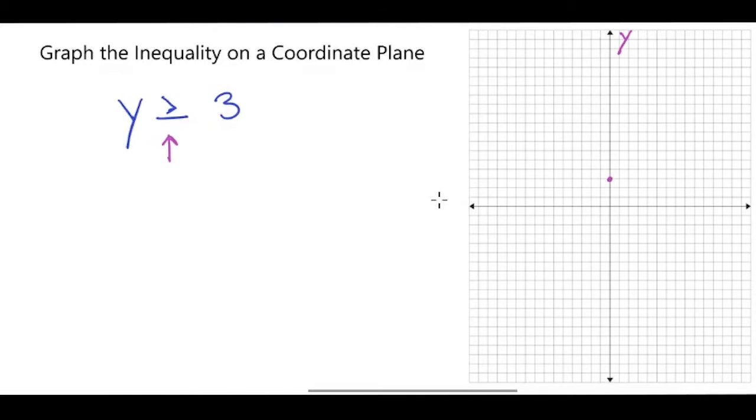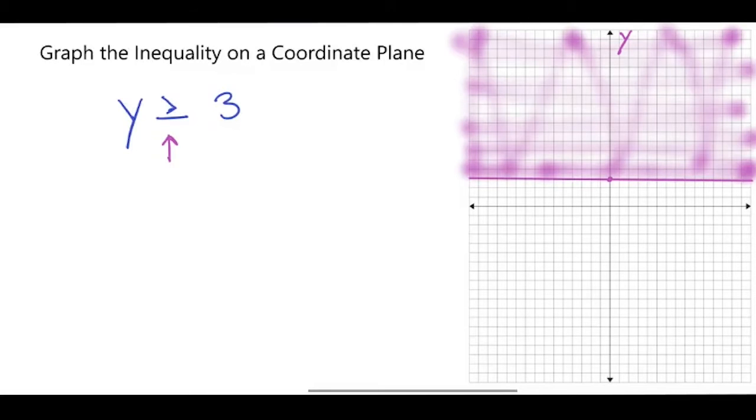That means that the line is going to be solid. Okay, so I'm going to use my straight edge, and I'm going to draw a straight horizontal line at y is 3. Okay, now I'm going to shade where y is greater than 3. So that'll be above my horizontal line. So everything above the horizontal line is a part of the solution. So this is how you graph the inequality y is greater than or equal to 3.